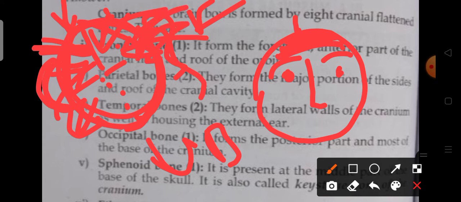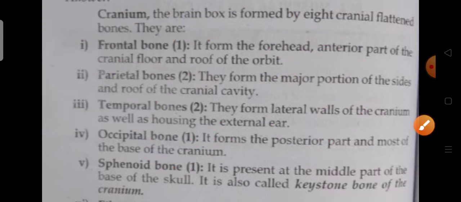Okay, temporal bones. Next, coming to the occipital bone. Occipital is nothing but the back side. No, this is the occipital bone here. This is a major posterior part of most of the base of the cranium. It's clear. Next, coming to the sphenoid bone.